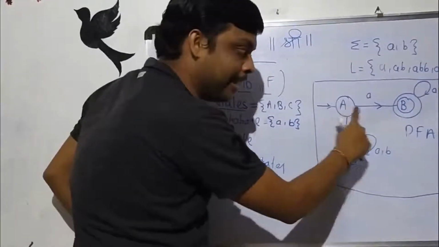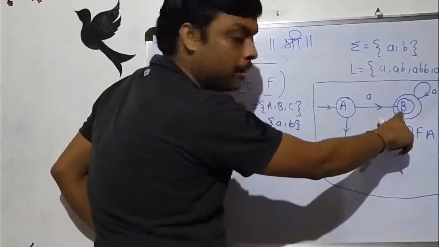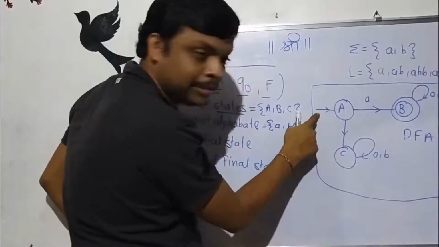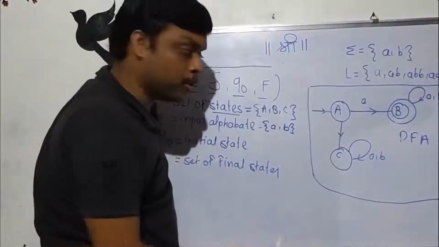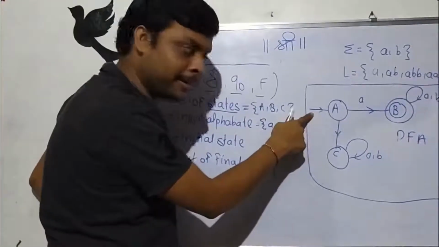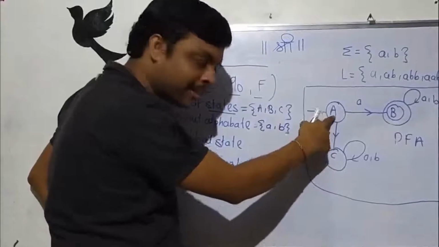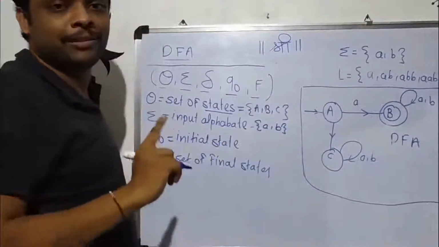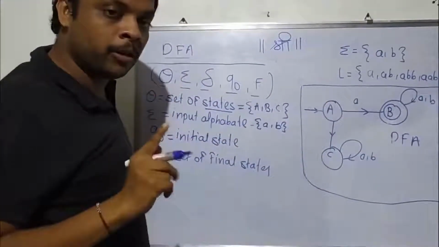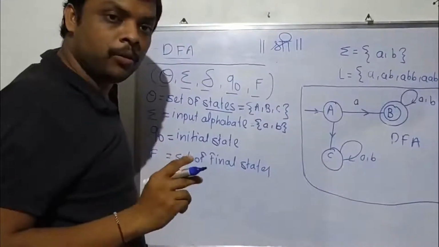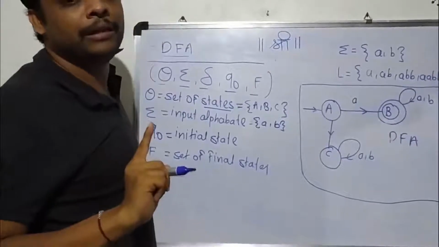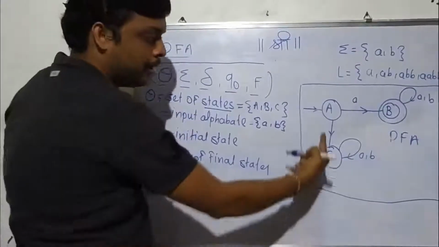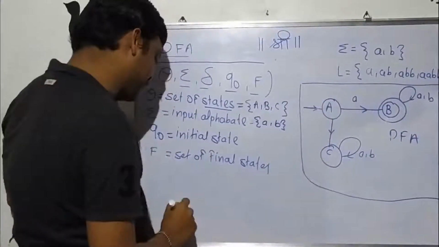That is state A, and the destination is state B. But unlike that, if we consider an arrow that has only a destination, not a source, and such an arrow is associated with a state, then that state is called the initial state. The point you have to remember here is that you can draw any DFA, but in every DFA there must be only one initial state. So here only one initial state is there, that is A.